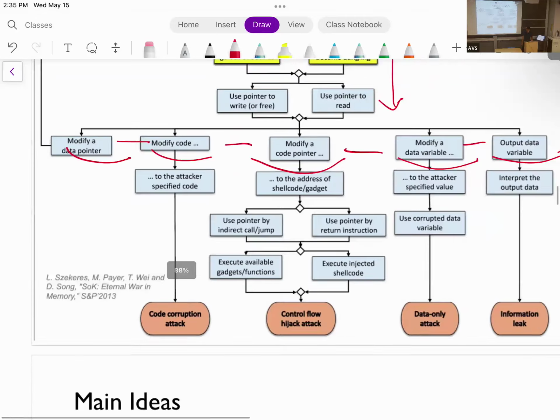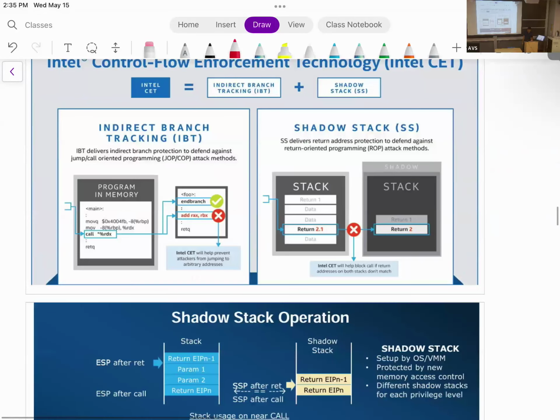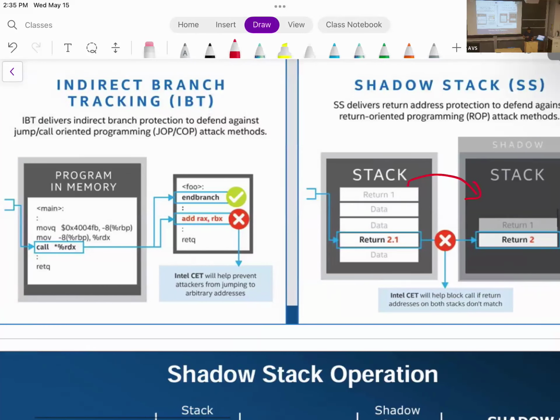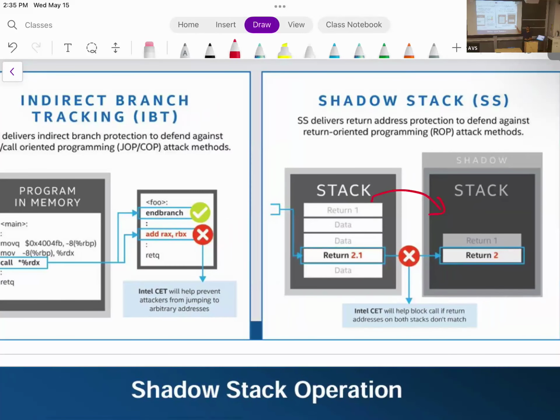How do I do that? Since the return address is stored on the stack, I have this additional stack called the shadow stack that is not visible to the user and is only maintained by hardware. So whenever I have a return, I check against the shadow stack, and if these two match, then I'm good to go. Okay. But this only fixes the problem of returns.